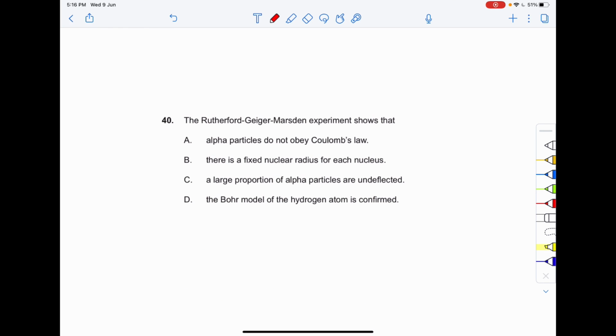Now proceeding on to question number 40, the Rutherford-Geiger-Marsden experiment. I can right off the bat say that the correct option to this question is option C. Why? Because we know that a large portion of alpha particles in that experiment was undeflected. And this was the main theme of the result of the experiment, that a large portion of the alpha particles were undeflected. So the correct option to question number 40 is option C.